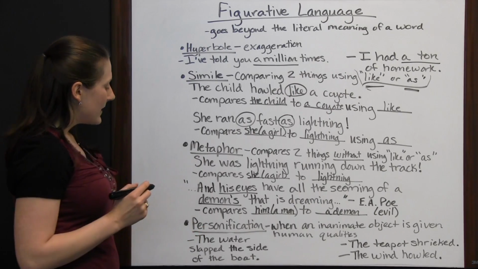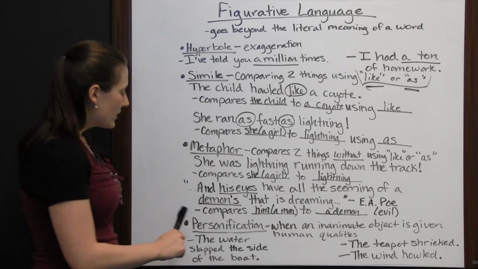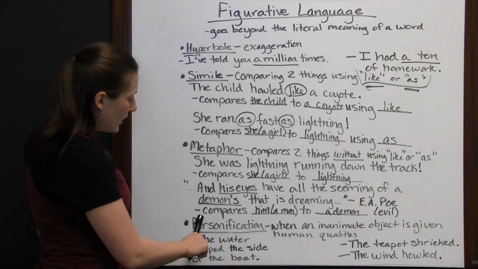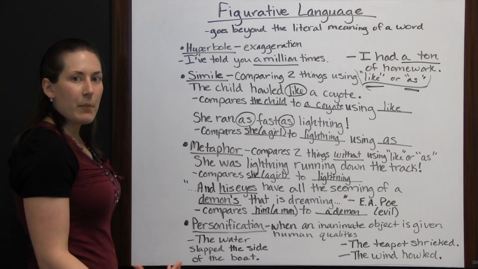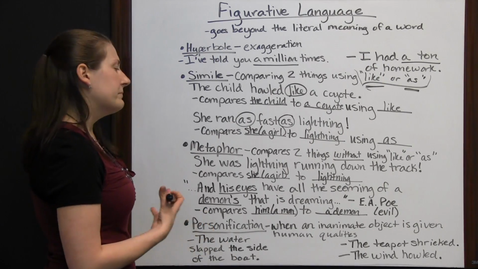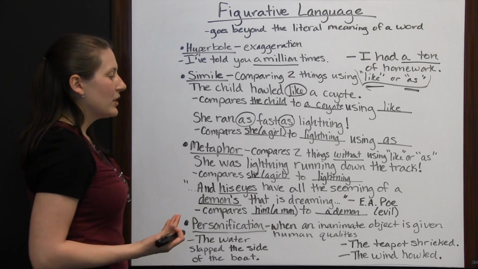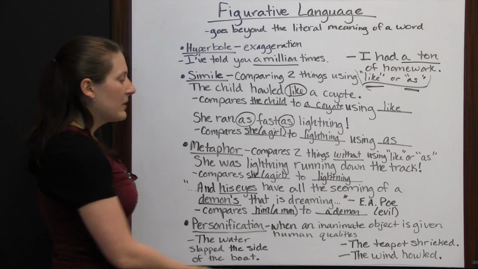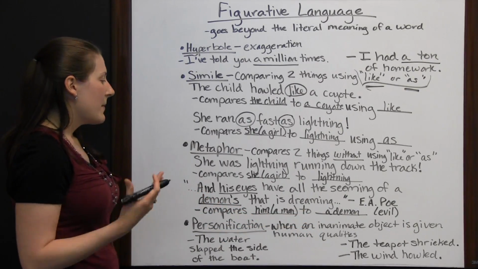And the last piece of figurative language we're going to discuss is personification, which is when an inanimate object is given human qualities. You are personifying it. You are making it do something a person would do, even though it's not something that can do these things. And remember, inanimate objects are going to be things that are not alive. A chair, a teapot, the wind, water, those are inanimate objects.